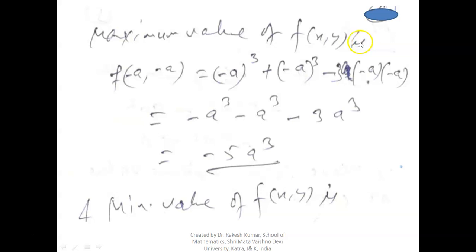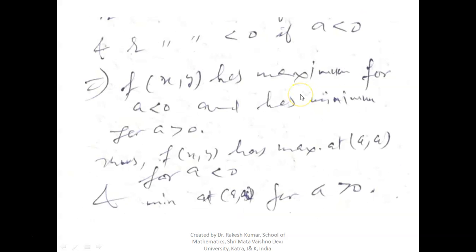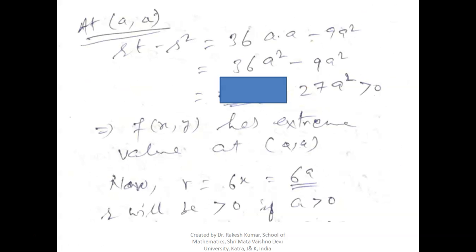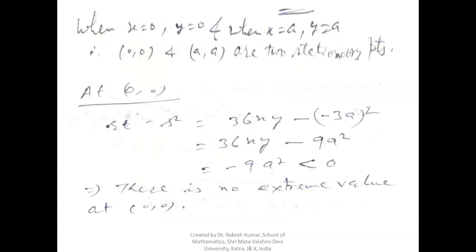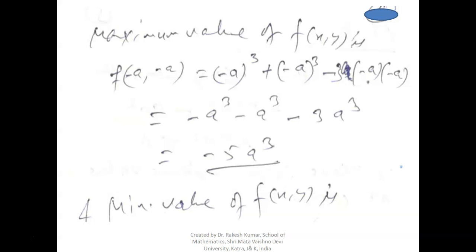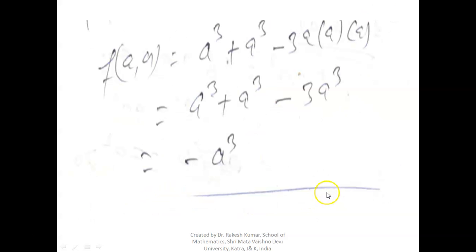Maximum value of the function f(x,y), simply substitute these values. What are the values, a or minus a? These are a, okay, and substituting these values here, I get, yes, when it is less than 0, then it is minus a, right? So substituting this value, I get minus 5a cube. Okay, this is the maximum value. For the minimum value, this a is positive and it is minus a cube.